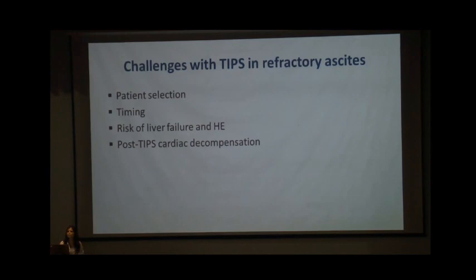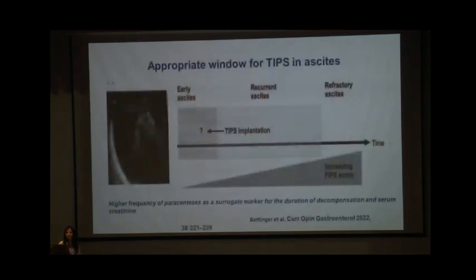But the challenge of doing TIPS in patients with refractory ascites is that the outcomes are not so good, and patient selection remains a priority. The timing, and the risk of liver failure, hepatic encephalopathy, and cardiac decompensation, is something we have to be very careful about, because these are very sick patients and they can go into these complications. So what is the appropriate therapeutic window for TIPS in patients with ascites?